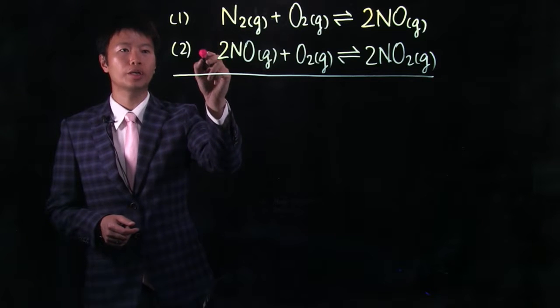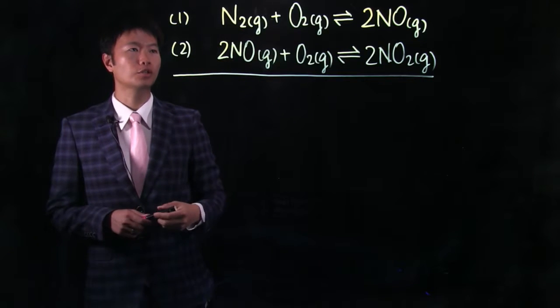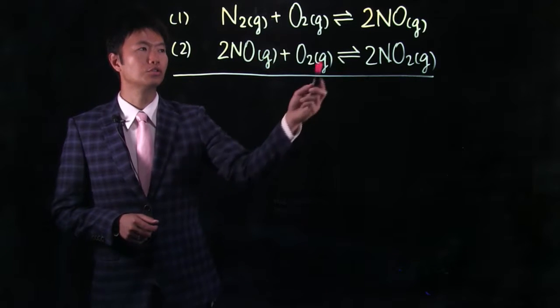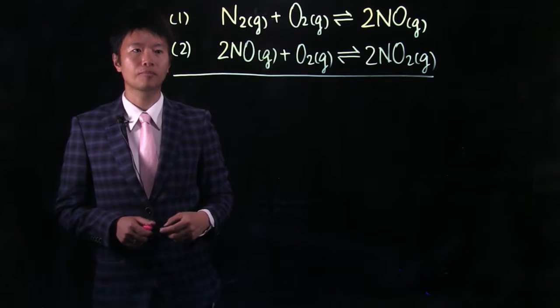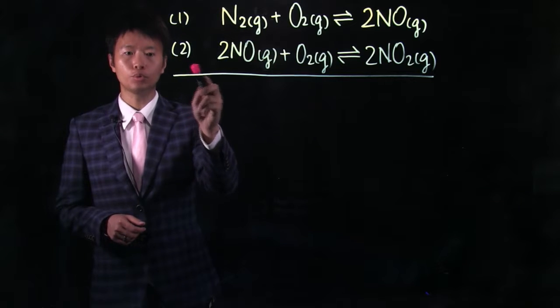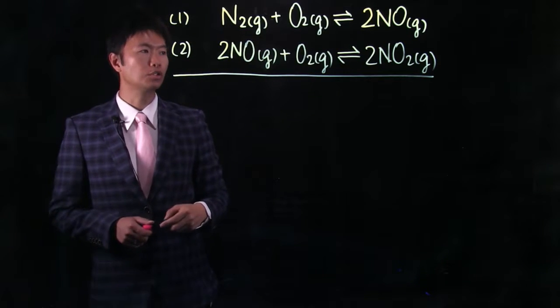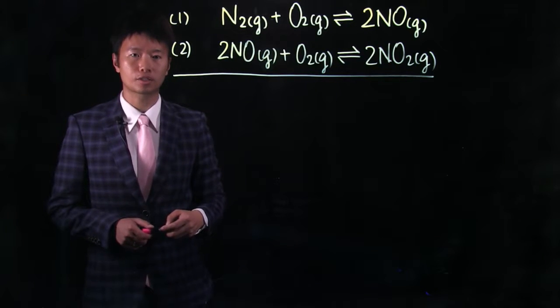We have two reaction steps, 1 and 2. In reaction 1, we have nitrogen gas plus oxygen gas producing 2 nitrogen monoxide. In reaction step number 2, we have 2 nitrogen monoxide plus oxygen gas producing 2 nitrogen dioxide.